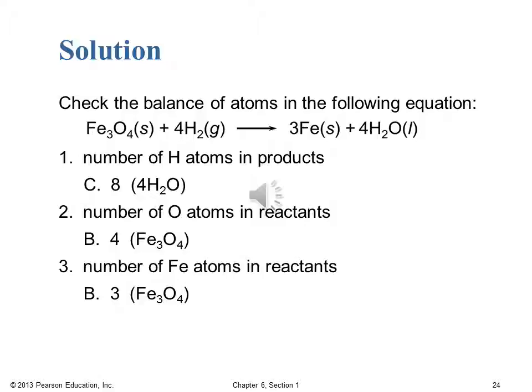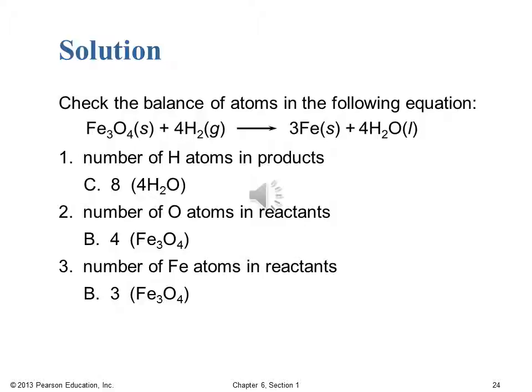Number 2, the number of O atoms in the reactants. Well, we have a total of 4 O atoms in the formula unit Fe3O4. So choice B was correct there. Obviously, if you look at the product side, also four oxygen atoms in each of four water molecules to give a total of four on each side.